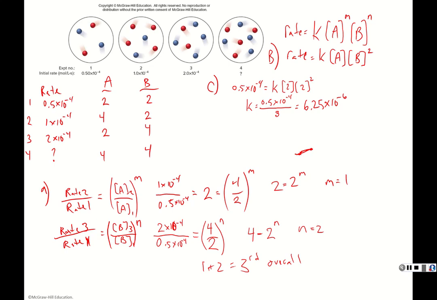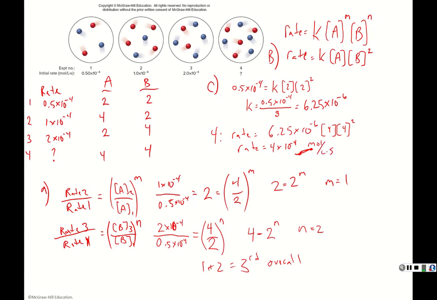Now we can plug in concentrations for experiment 4. So experiment 4, we can find the rate because we know k, 6.25 times 10 to the minus 6, and we can plug in values for concentration that were given for A and B. So when you do that, you'll find that the rate is equal to 4 times 10 to the minus 4. And that would be in moles per liter per second.